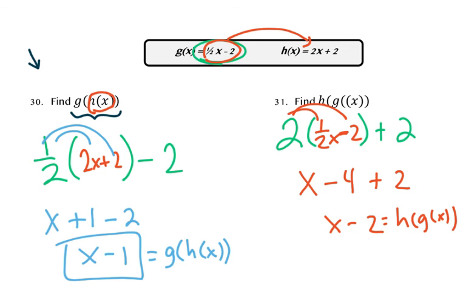So you can see that h of g of x is not the same as g of h of x. So these two are not inverses of each other, number one, because they're not equal to each other, but also they're not inverses of each other because they're not equal to x. So even if they were the same, they wouldn't be inverses if they're not equal to x.